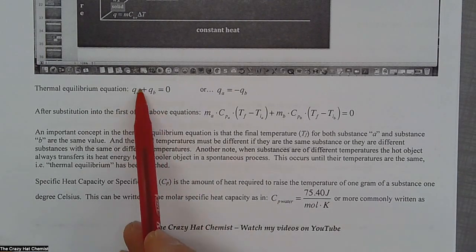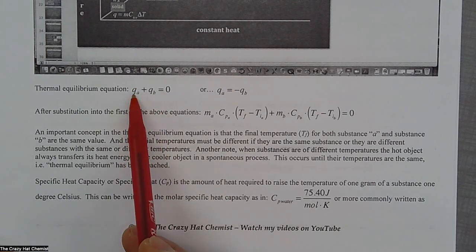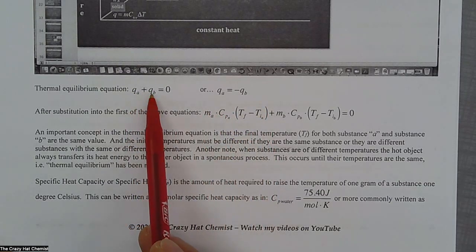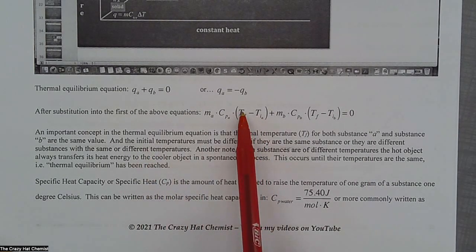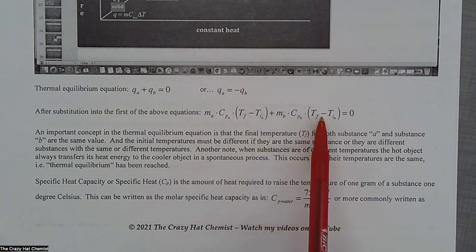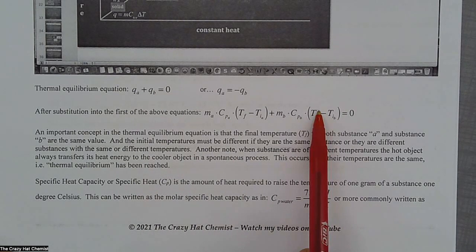If I were to replace what Q is equal to on each of these right here, then Q is equal to mC (Tf minus Ti), and I have done that right here. And then Q plus Q equals mC (Tf minus Ti). I've done that right here, and that equals 0. At thermal equilibrium, that means that there's no net heat loss or gain, and that's when the two final temperatures are the same, okay?